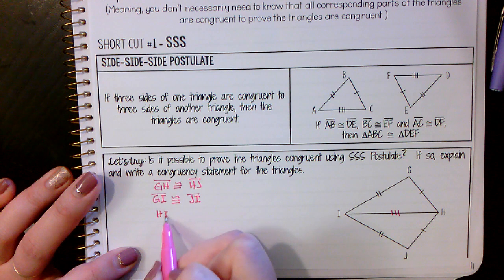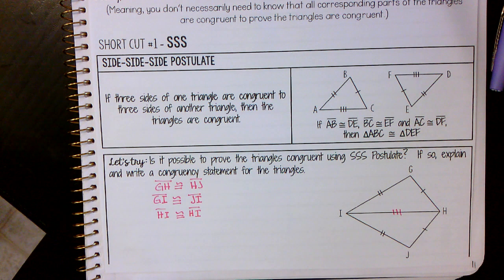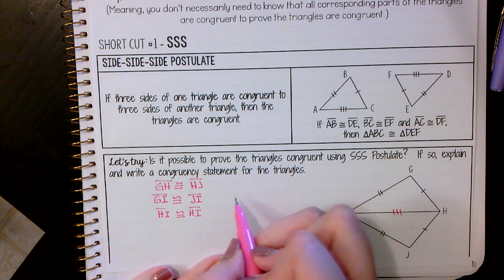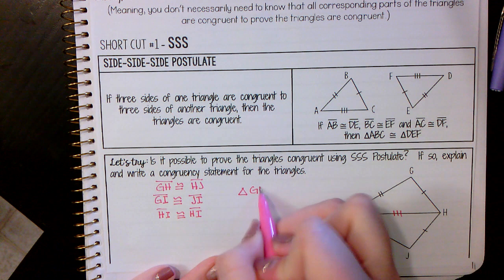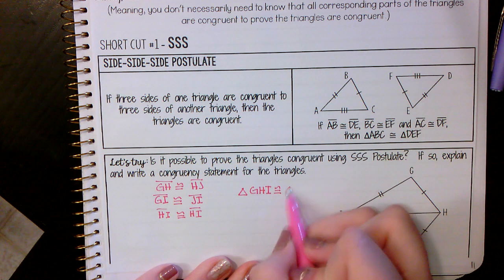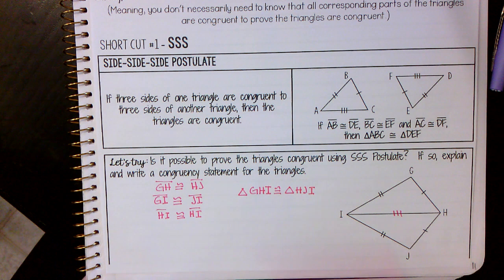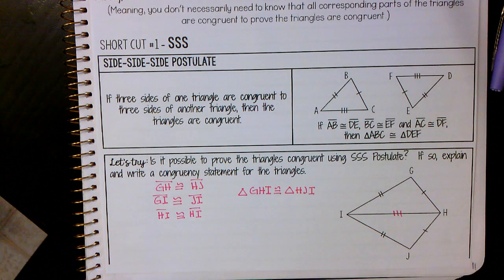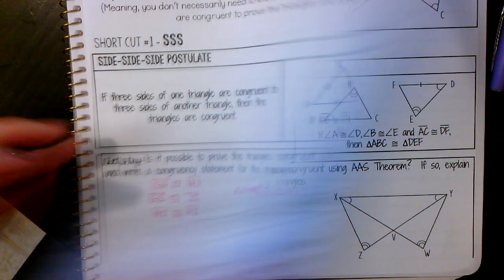And then HI is congruent to HI, right? It's in both of them. Or I guess I could say IH. So that way we know that triangle GHI is congruent to HJI. So these two triangles are the same. HI is being used in both, and we can see that all three sides are congruent. So yes, it is possible to see that and prove that. So that's the side, side, side postulate.